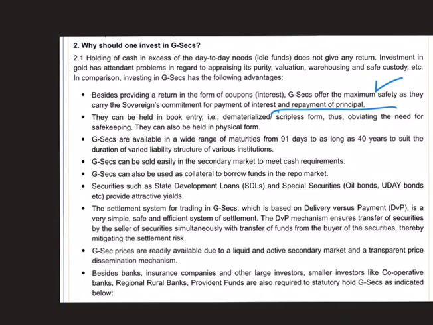And secondly, they are available in a wide range of maturities ranging from 91 days to 40 years. And next, they can also be used as collateral to borrow funds in the repo market and can be easily sold in the secondary market to meet cash requirements. Moreover, securities such as state development loans and special securities such as oil bonds or Uday bonds provide attractive yields. So these are some of the benefits of government securities.